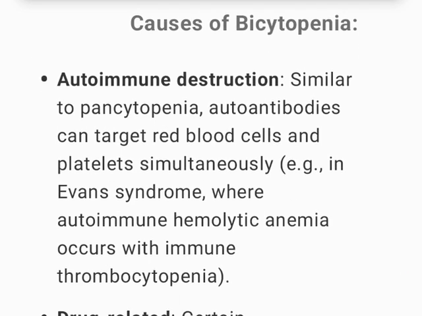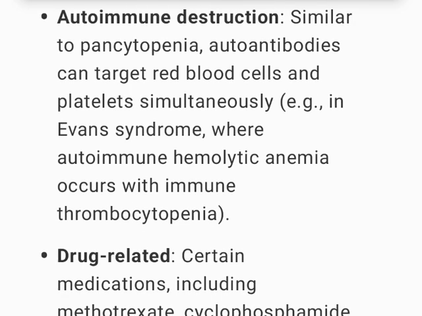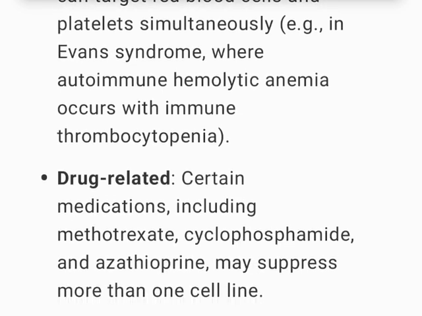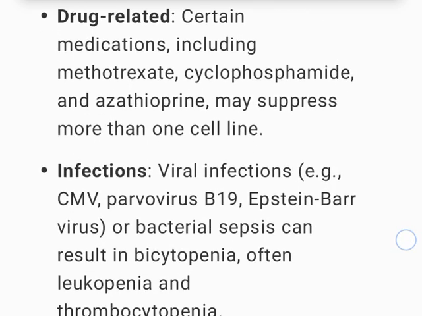Causes of bicytopenia. Autoimmune destruction. Similar to pancytopenia, autoantibodies can target red blood cells and platelets simultaneously, e.g., in Evans syndrome, where autoimmune hemolytic anemia occurs with immune thrombocytopenia. Drug-related, certain medications, including methotrexate, cyclophosphamide, and azathioprine, may suppress more than one cell line.